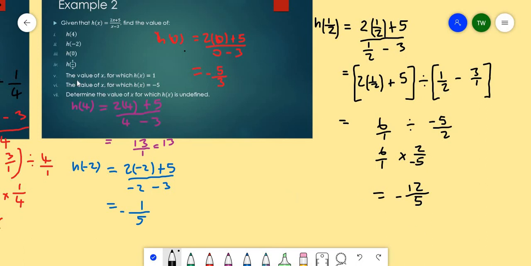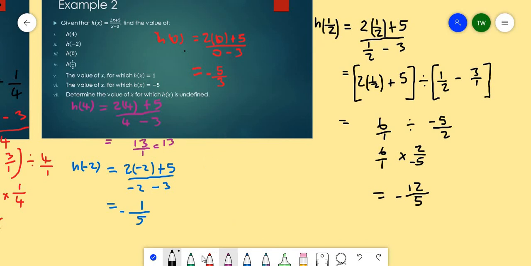Now to question number 5, it says, find the value of x for which h of x is equal to negative 1. Now remember, here we have h of x is equal to 2x plus 5 all divided by x minus 3. So now they give us the range and they are asking us to find the domain value. So what we're going to do is to just equate these together. So we're going to equate 2x plus 5 all over x minus 3 to 1. Alright? And then solve for x.